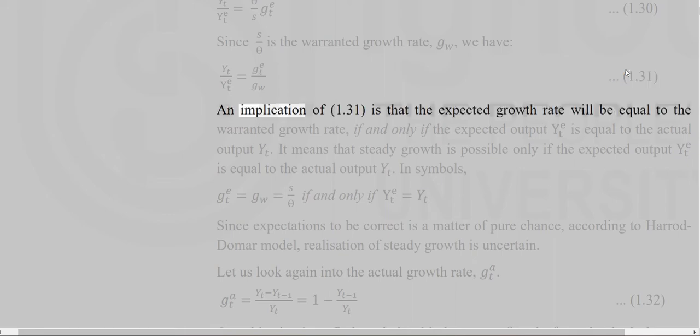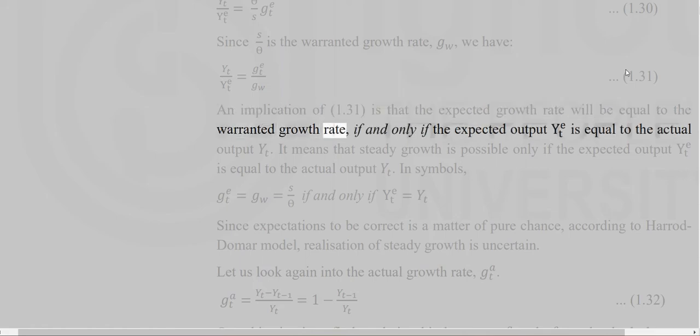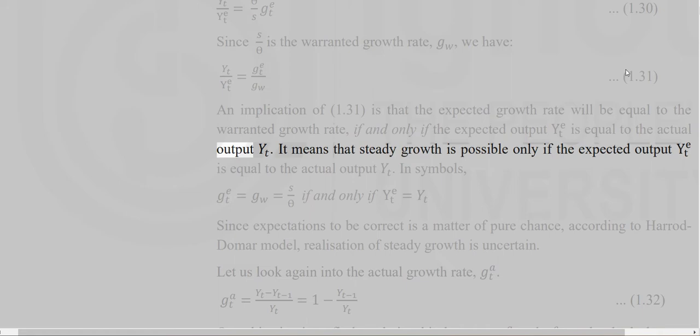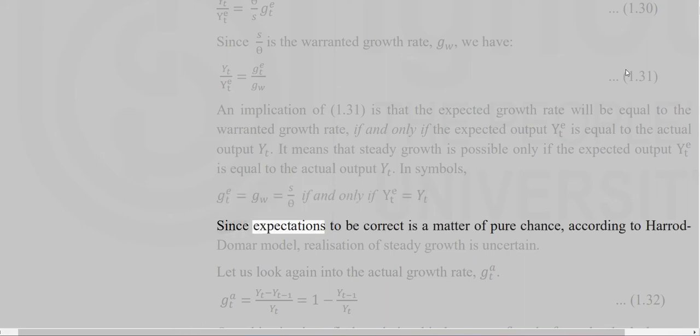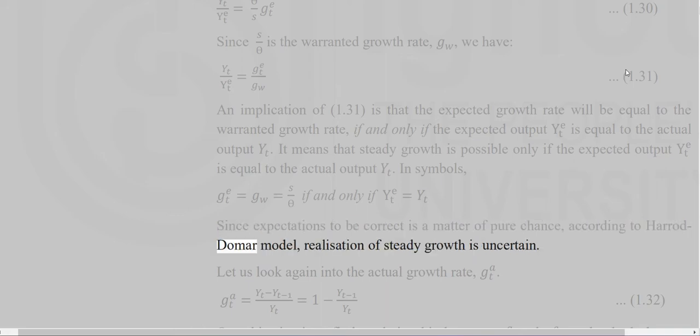An implication of 1.31 is that the expected growth rate will be equal to the warranted growth rate if and only if the expected output Y is equal to the actual output. It means that steady growth is possible only if the expected output is equal to the actual output. In symbols, g_e equals g_w if and only if Y expected equals Y. Since expectations being correct is a matter of pure chance, according to the Harrod-Domar model, realization of steady growth is uncertain.